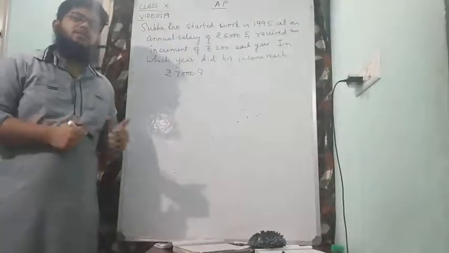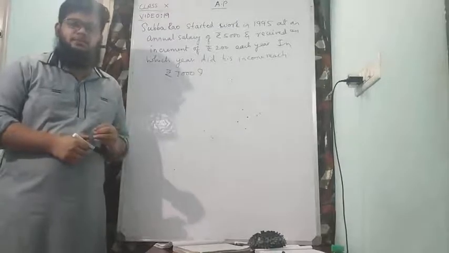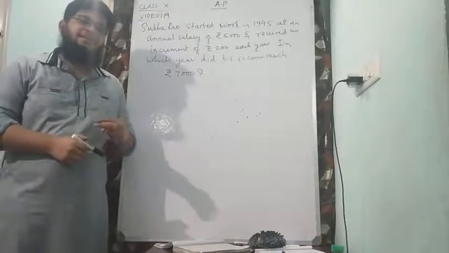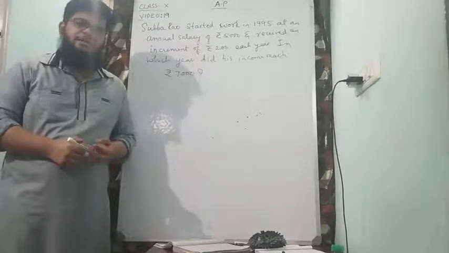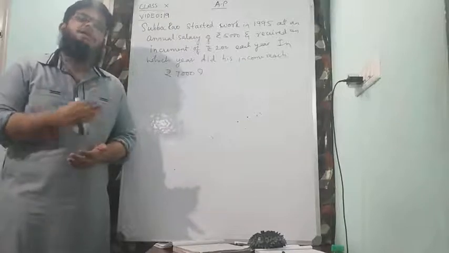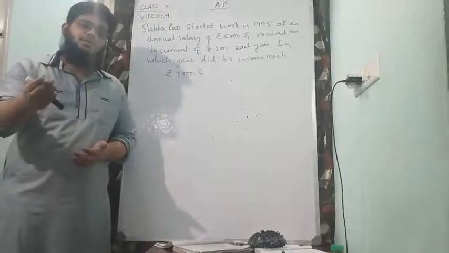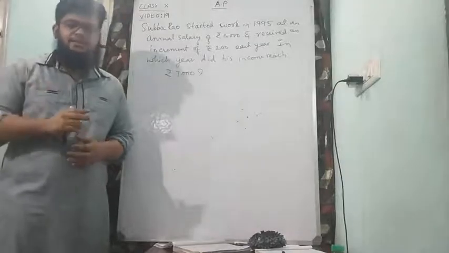So there is a person called Subbarao. Subbarao's salary is 5,000 rupees. And every year he will receive an increment. Increment means his salary is getting increased by 200 rupees. That means this year if the salary of Subbarao is 5,000, next year it will be 5,200. And after that it will be 5,400, 5,600, like that.